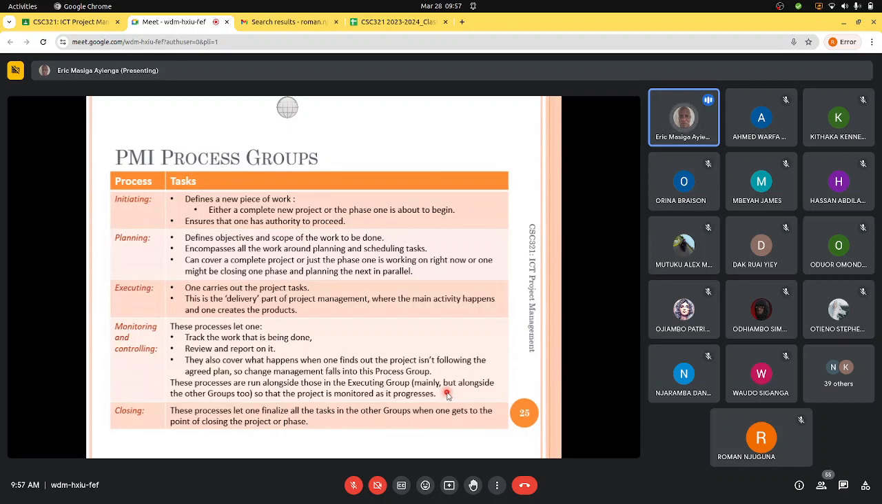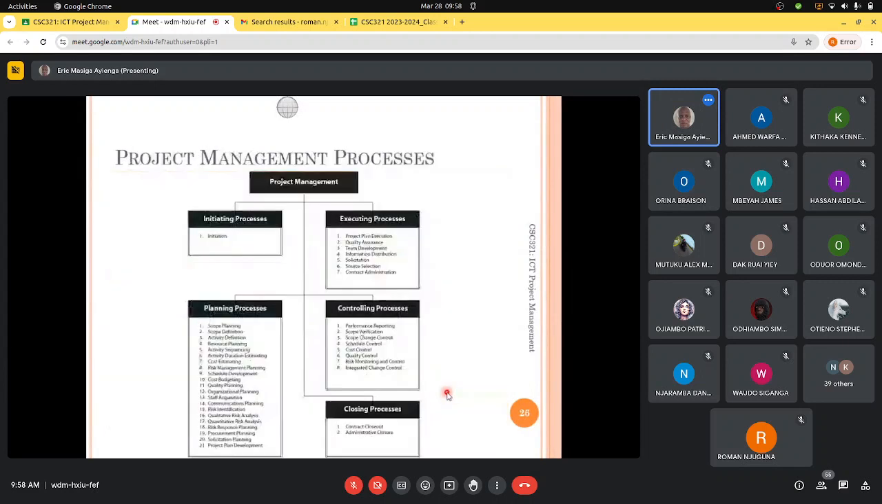Then the closing. These processes let one finalize all the tasks in the other groups when one gets to the point of closing the project or phase. Now, because we've talked about process groups, what happens in these groups? So initiating process group, the project is initiated. You want to give the go-ahead for the project to go.